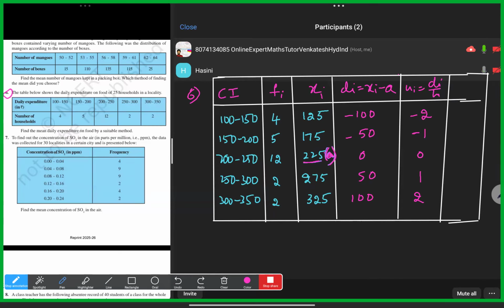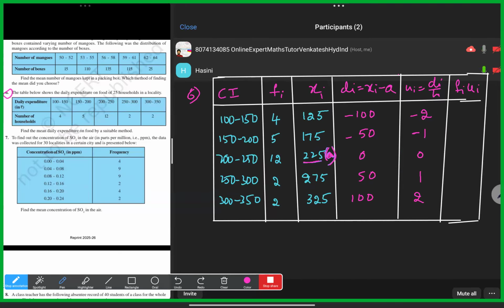Correct, Hasni. Finally, the FiUi column. Okay, sir. We'll multiply the Ui value with Fi. You can see, Hasni, these numbers became single digits, so the step deviation will become much smaller values. That's why. Yes, sir. Now quickly tell the FiUi column, Hasni, by multiplying Fi with respect to the Ui value.